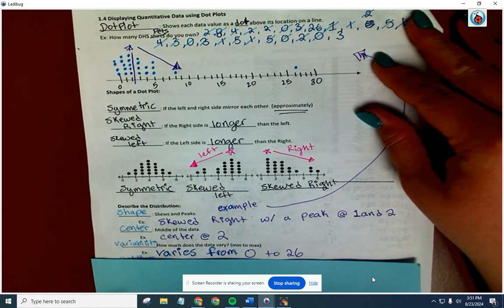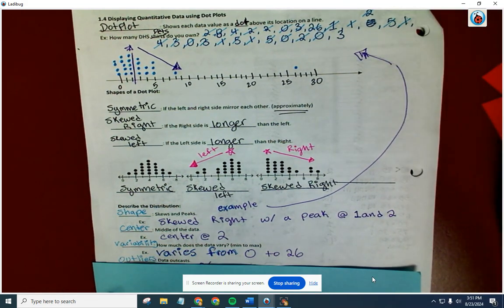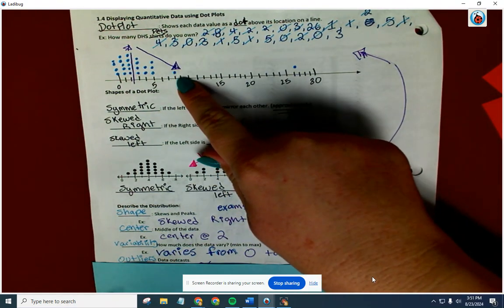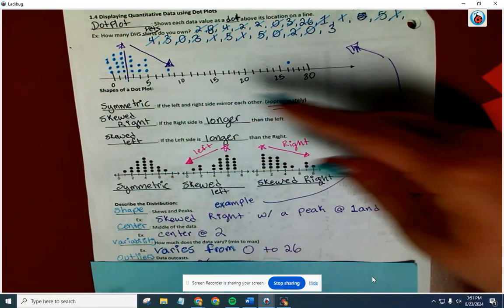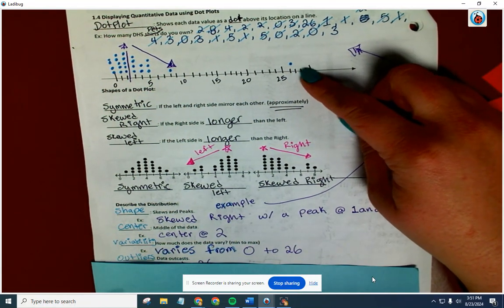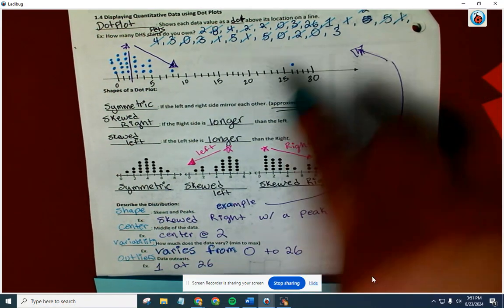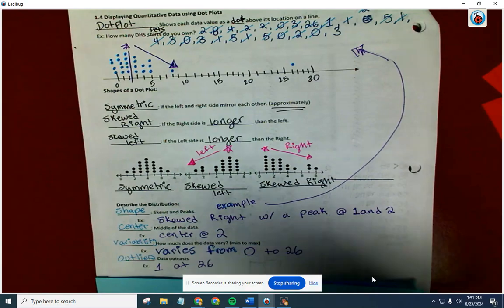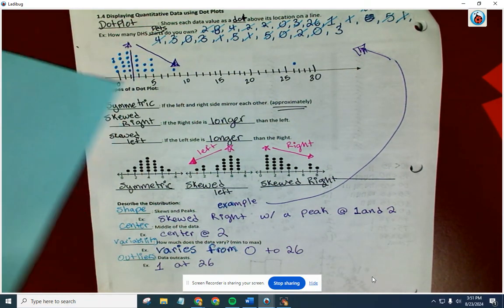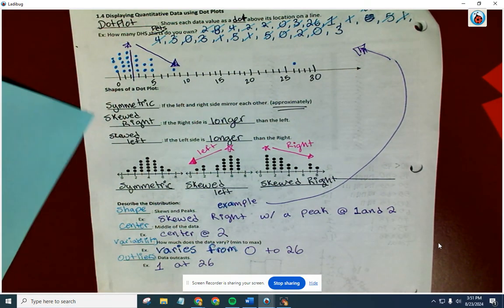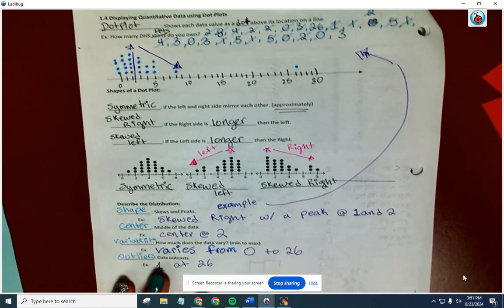And last but not least, we have our outliers. Those are the data outcasts. Those are the ones that are way far away from all the rest of the data. Now, 8 kind of looks like it's far away, but it's actually relatively close to the other dots. However, this 26 is way out there. So we say that for our outliers, we have one outlier at 26. And that concludes 1.4, describing quantitative data using dot plots.